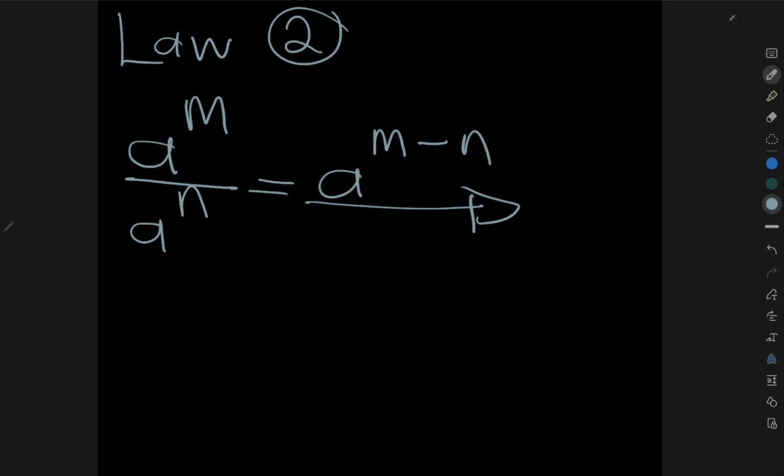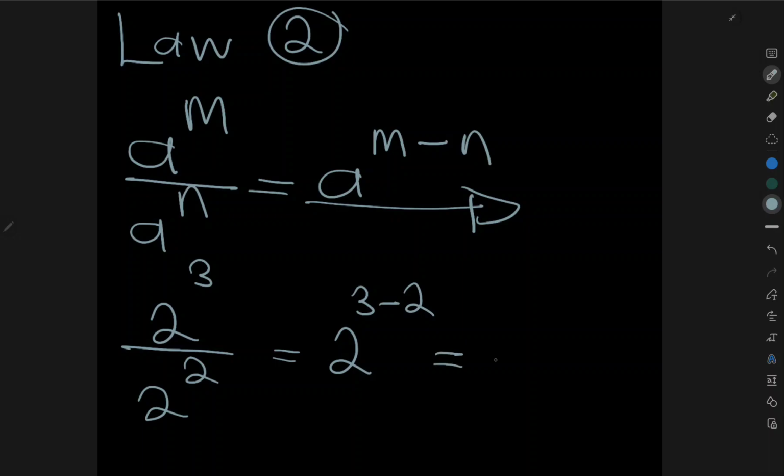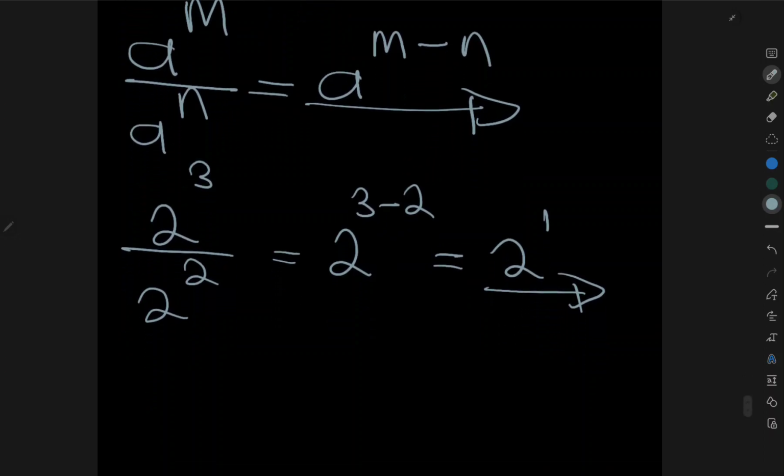For a numerical example, we're going to use the same example. Let's say we had 2 to the power of 3 all over 2 to the power of 2. That will give us 2 to the power of 3 minus 2, which is 2 to the power of 1. And we know 2 to the power of 3 is 8, divided by 2 to the power of 2, which is 4, and 8 divided by 4 still gives us 2. So it still works when you use a numerical example.